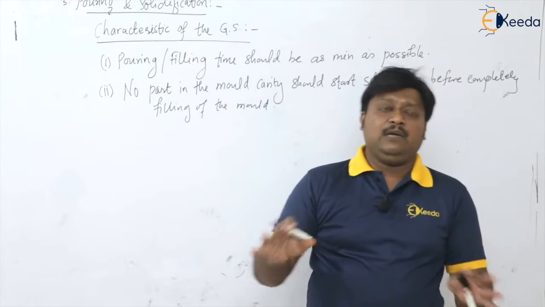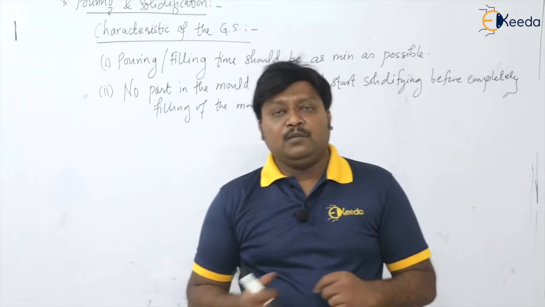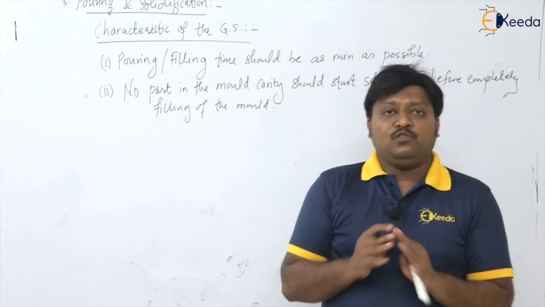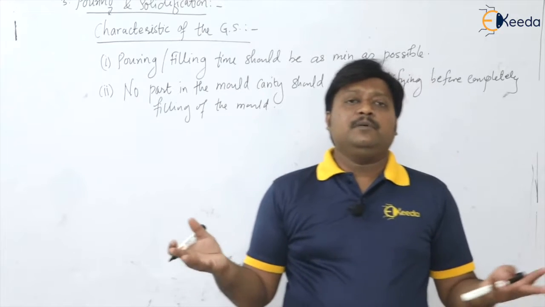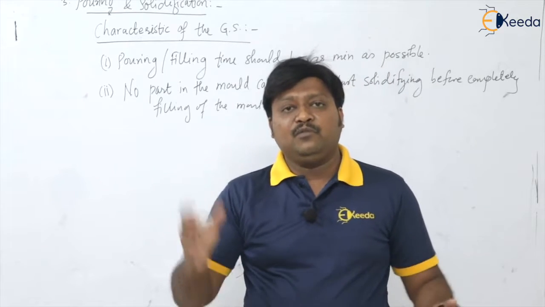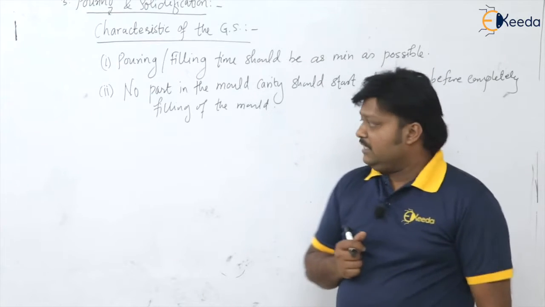It is not like half of the mold has been filled and has started solidifying while we are still pouring the molten metal. There should be no such situation in the gating system where some part of the mold cavity starts solidifying before the mold is completely filled. So this is the second important characteristic.